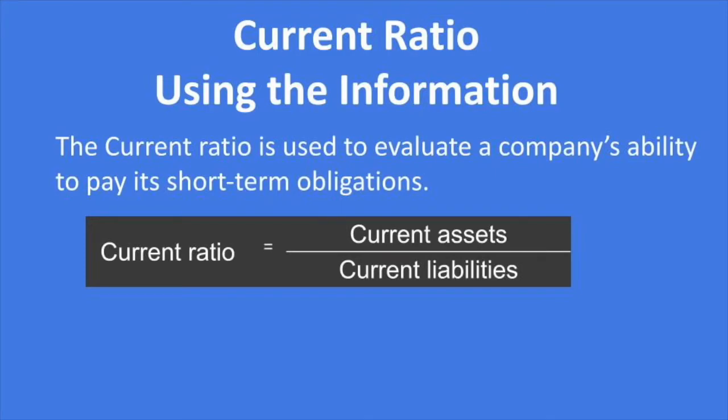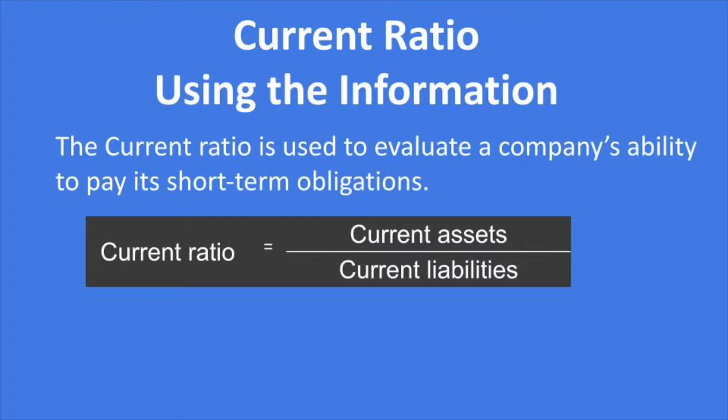So the current ratio is a common tool that's used to evaluate a company's ability to pay its bills. Okay, and what it does is it takes the current assets that we just saw in the previous video and the current liabilities, and it compares the two. And what we're really asking here is, can we pay our bills?